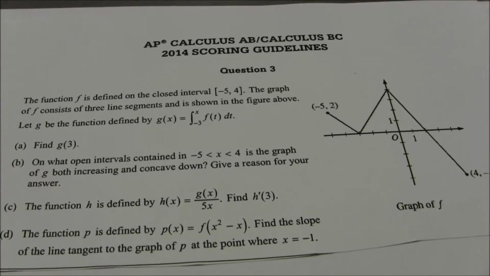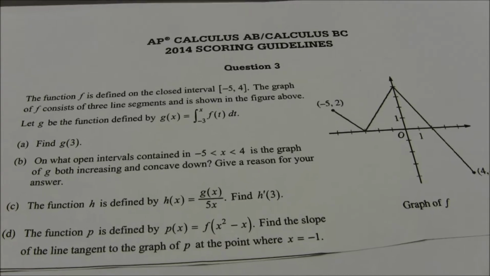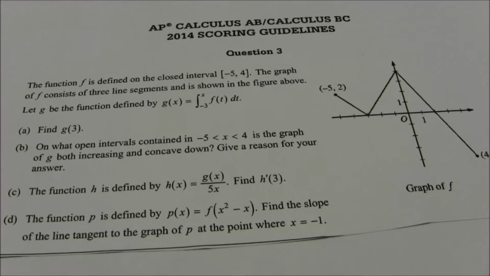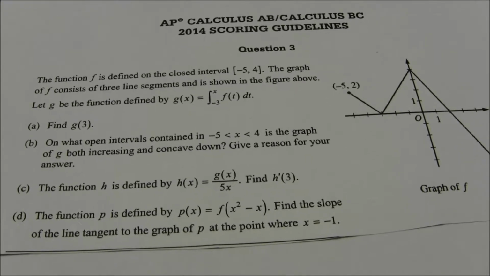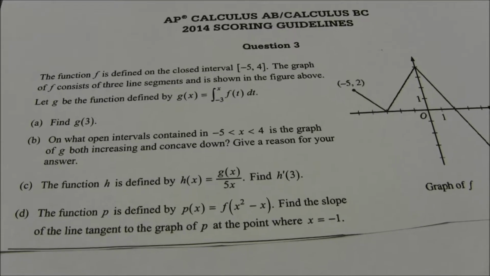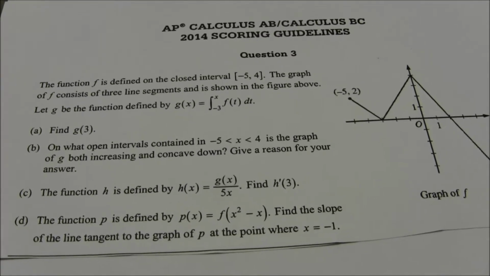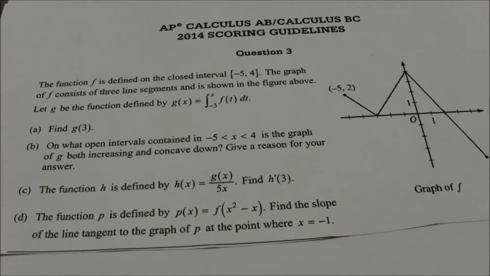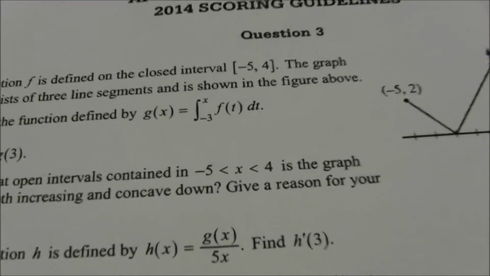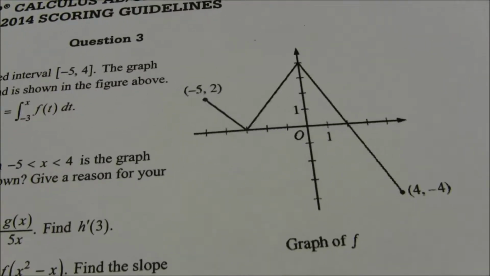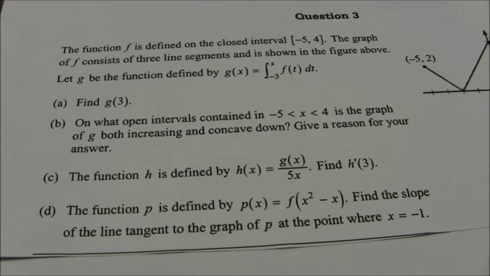This is the graph problem from the 2014 AP exam. It's question 3. I believe it's a non-calculator question. They tell you that you've got this function f defined on a closed interval of -4 to 5. It consists of 3 line segments as shown in the diagram. There's a second function g defined as the integral from -3 to x of f of t, and there's our function f. It goes on to ask us to find g of 3.